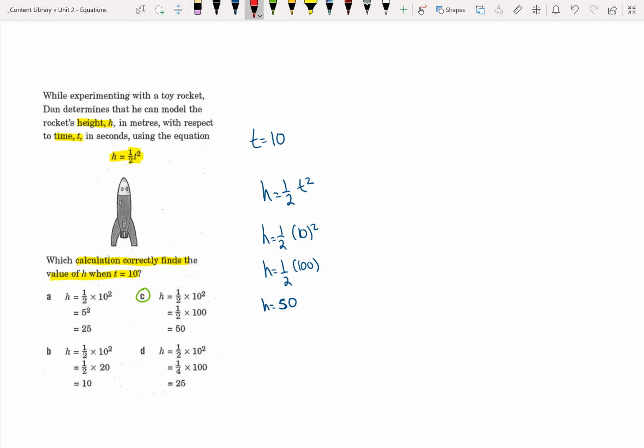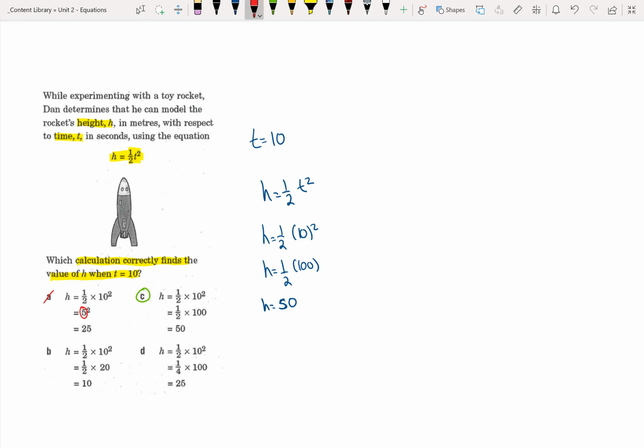Let's look at the other ones and see where they went wrong, so we could do it two ways. If I look at A, it starts off the same, 1/2 times 10 squared, that's fine, but then they've gone 5 squared. So that 5 is wrong because they've done the order of operations incorrectly. They've done 10 times half rather than squaring the 10 first, so A is wrong.